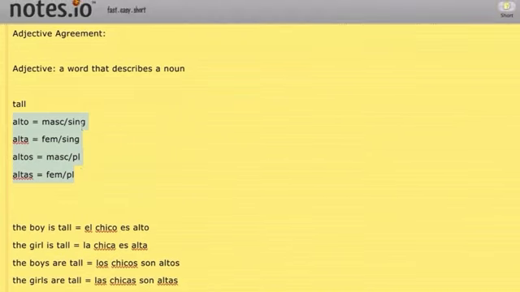But overall, adjective agreement, it can be a little tough for English speakers because we don't have it. We only have one form of every adjective. But if you kind of understand that overall in Spanish, nouns hold a lot of weight and influence the things that are going around it, adjective agreement can be learned pretty quick.